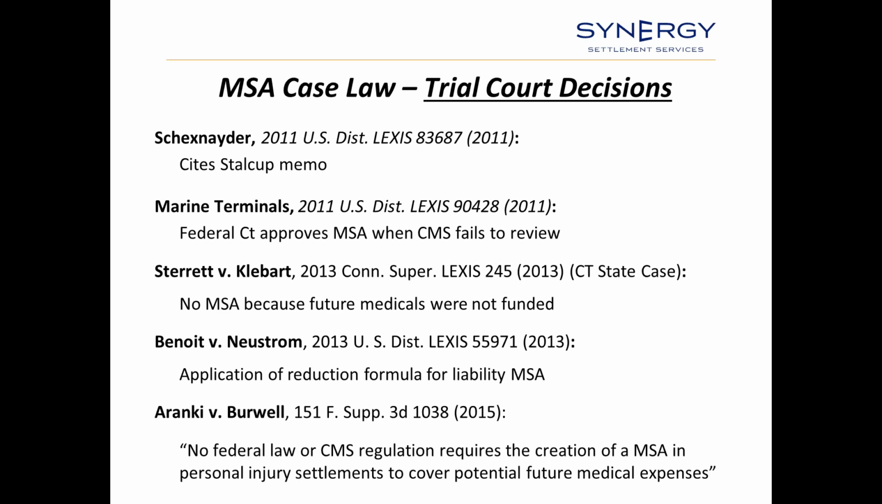The last case is a case that came out fairly recently and has been often cited as a case that says that MSAs are not required in liability settlements. And really what it says is that there isn't any federal law or regulation that requires an MSA in liability settlements, which is absolutely correct. That's what I've been talking about from the get-go as it relates to this specific area. So it really is right on point with what I've been saying.